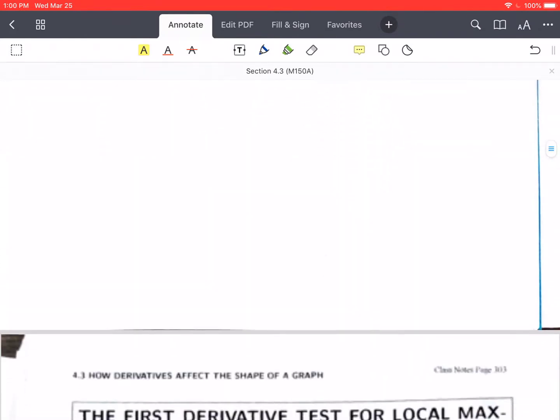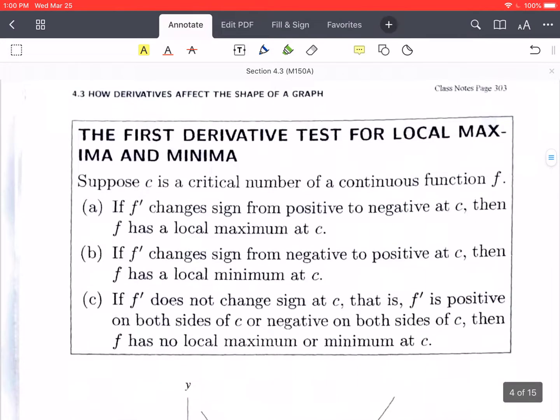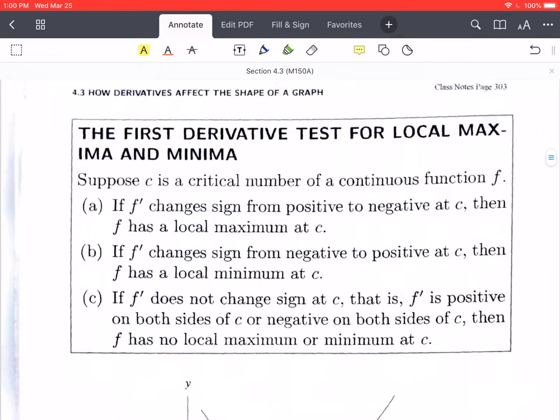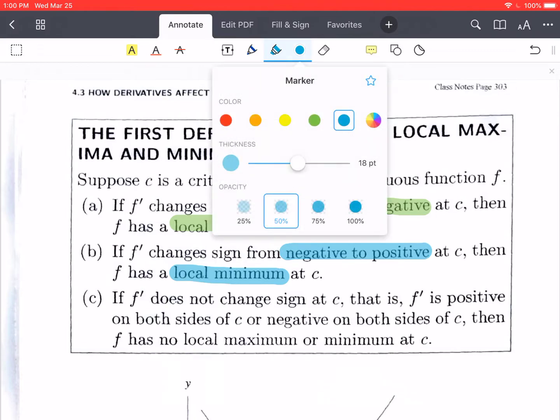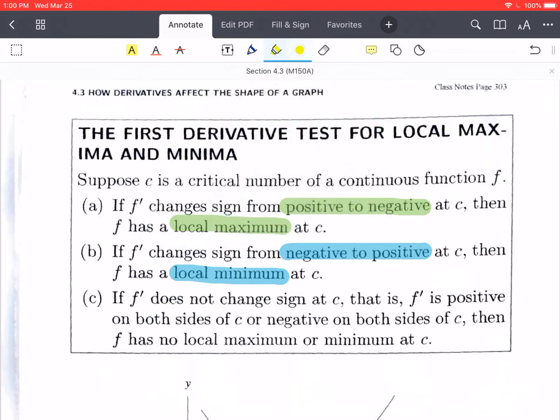So when we look at how we're going to actually test for maxima and minima, this is what we call the first derivative test. So this says, suppose we have a critical number at c. If f prime changes from positive to negative at c, then we have a local maximum. If f prime changes from negative to positive, then we have a local minimum. And if f prime does not change sign, then it has neither.